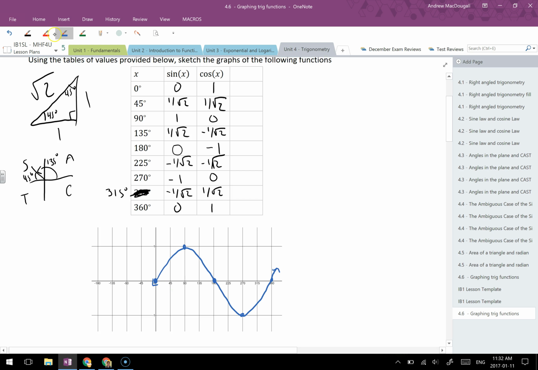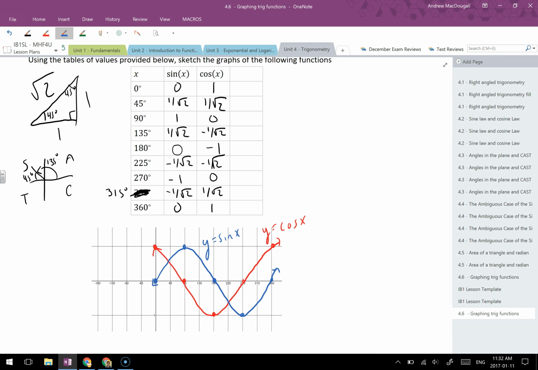Now let's do cosine in red. So cosine of 0 is 1. Cosine of 90 is 0. Negative 1. I didn't really include the 45 degree points. We have plenty without it. So red is y equals cosine of x. And blue is y equals sine of x. So that's the basic shape of the sine and cosine functions.